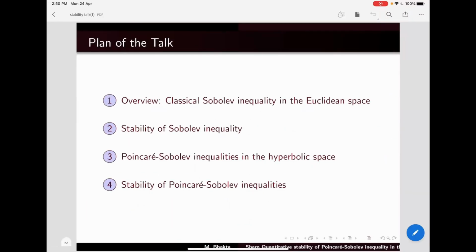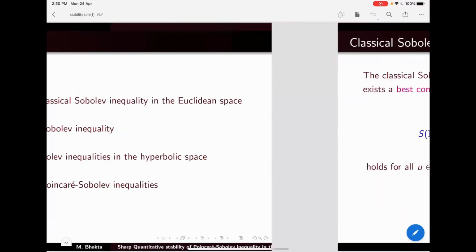So this is the plan of the talk. I will talk about the classical Sobolev inequality in the Euclidean space, and then I will explain what is stability for Sobolev inequality. The next topic will be the Poincare-Sobolev inequality in the hyperbolic space, and then I will discuss the stability of Poincare-Sobolev inequality.